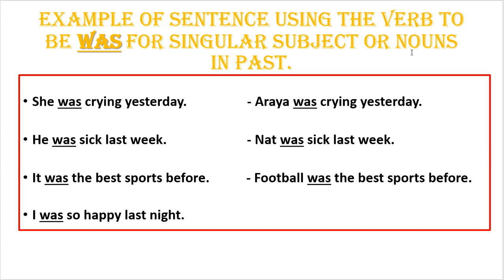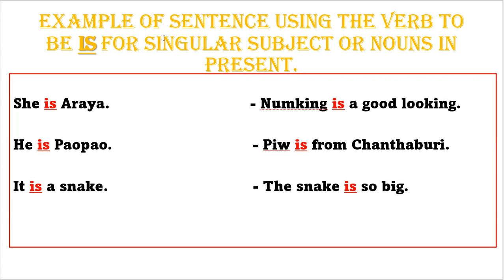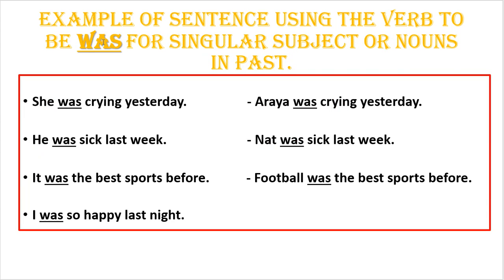And nouns in past, okay? So we have was for the singular subject and nouns in the past. In the present, we have is, okay? If you remember, we have is. So I will show you here. So we have is here, but this is for the singular subject or nouns in present. But here we have the past, so we use was. So don't forget about that.